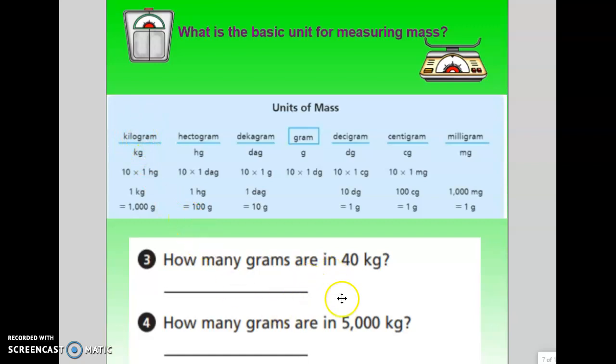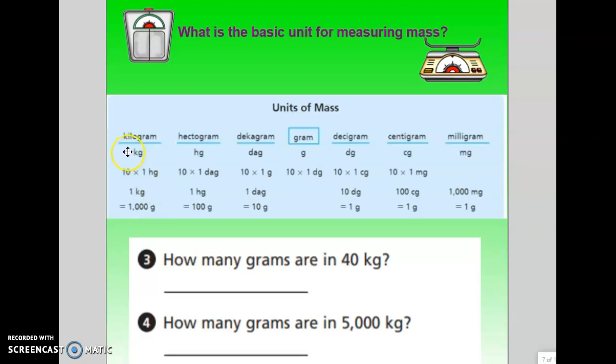So, let's see if we can answer these questions. How many grams are in 40 kilograms? Well, there's 1,000 grams in 1 kilogram, and I have 40 kilograms. So 40 kilograms times 1,000 will tell me how many grams are in there. 40,000 grams are in 40 kilograms.